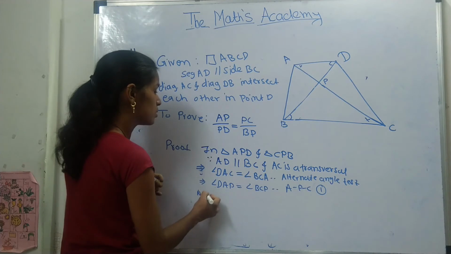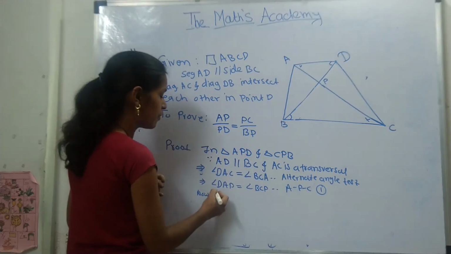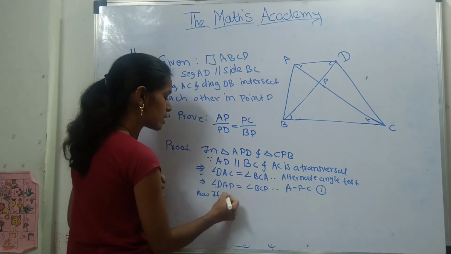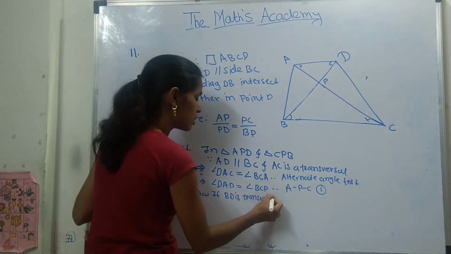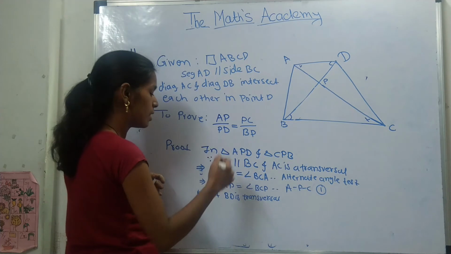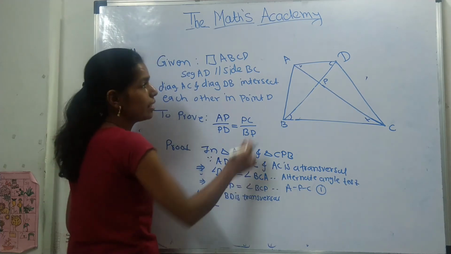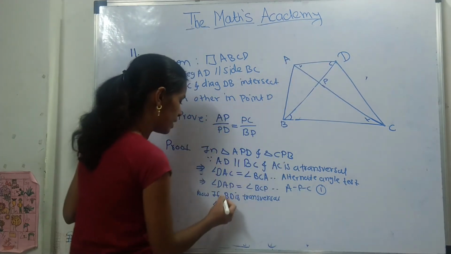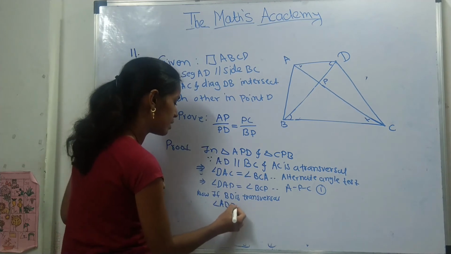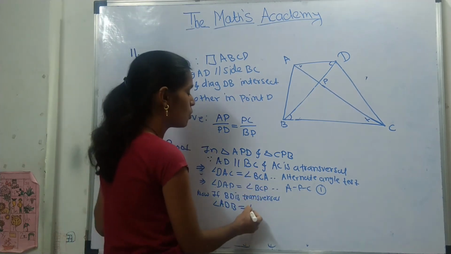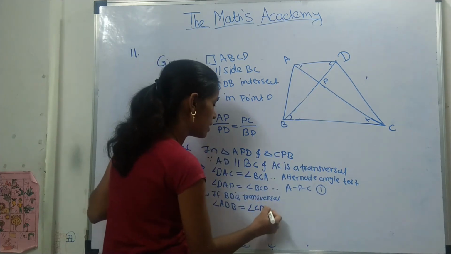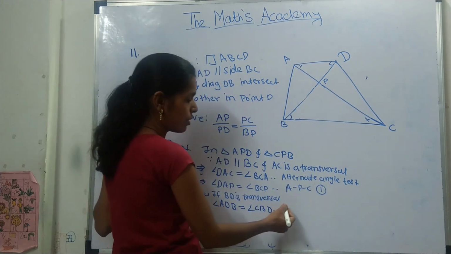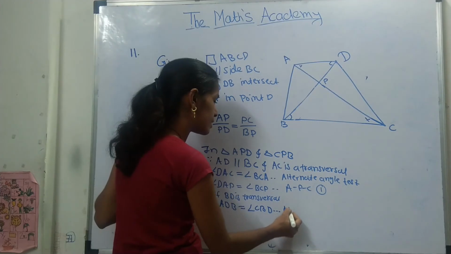Now again, if BD is a transversal, then angle ADB is equal to angle CBD. Again, alternate angle test.